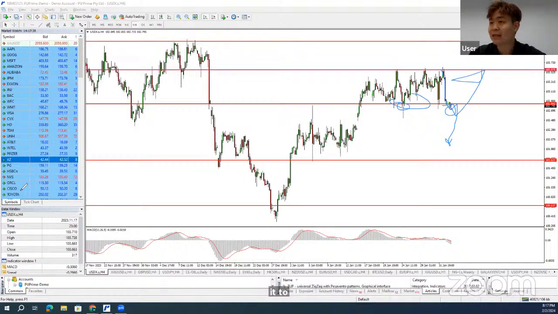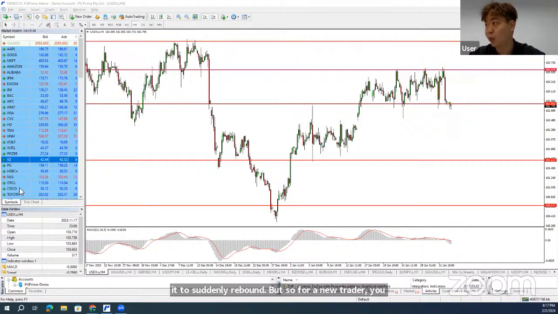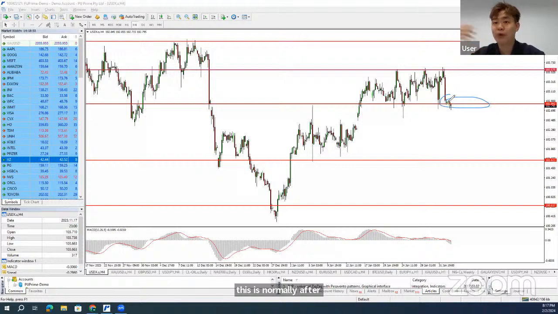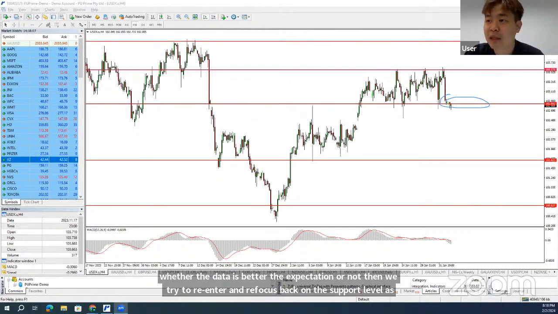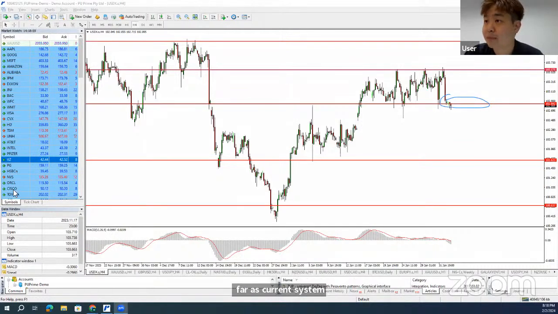As for now, technical analysis is just one of the tools, but not the main one. The main thing that we must focus on as for now is the result of the non-farm payroll as well as the unemployment rate. Even if the technical analysis looks nice, normally after the data release, everything will be complicated. Then we need to see whether the data is better than expectation or not, and then we try to re-enter and refocus back on the support level as well as the resistance level. This is how we strategize on the NFP things.